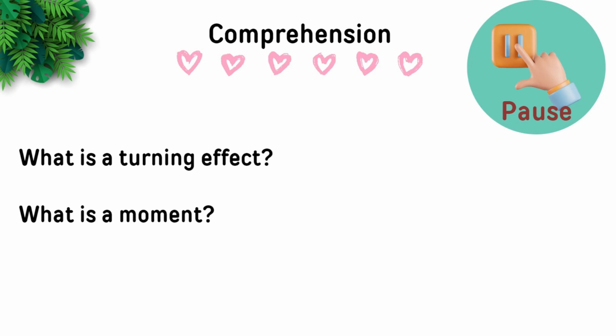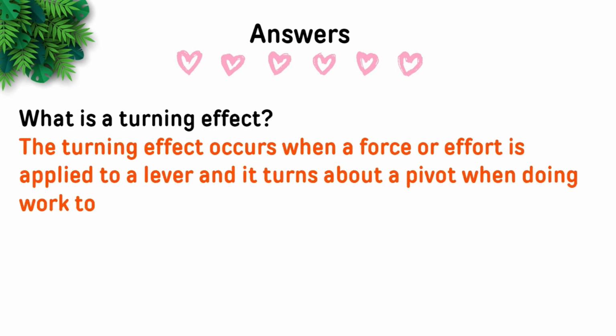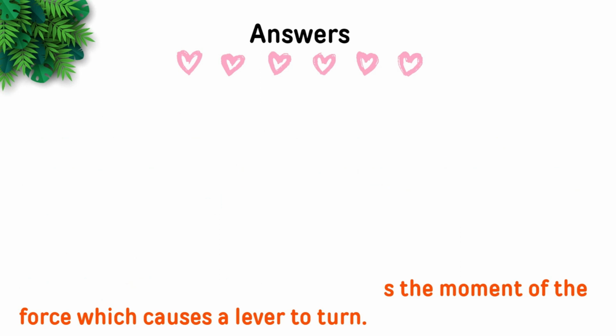Comprehension. What is a turning effect? What is a moment? You may pause this video to answer these questions. The turning effect occurs when a force or effort is applied to a lever and it turns about a pivot when doing work to move a load. A turning effect is also referred to as the moment of the force which causes a lever to turn.